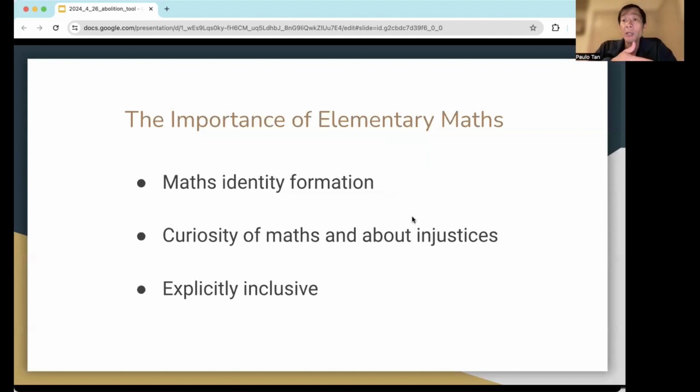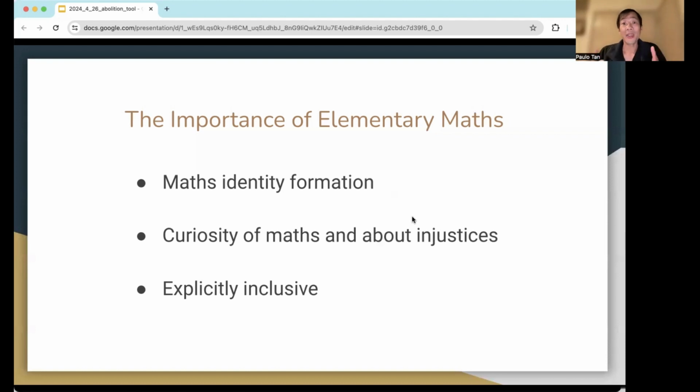I do want to focus on elementary because it does provide a particular context for this work, the importance of doing this work in the elementary setting, because there are many reasons. I'm just going to talk about three here in particular, the first being the importance of identity formation. So we know children form their math identity early on in their lives, particularly as they go to school.